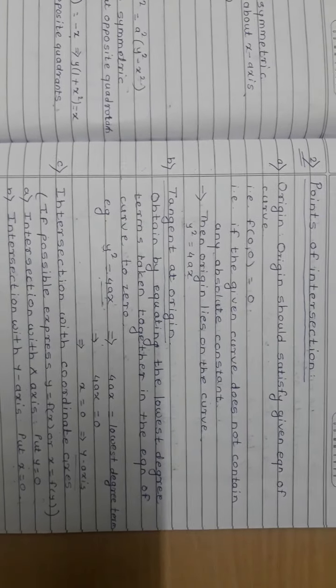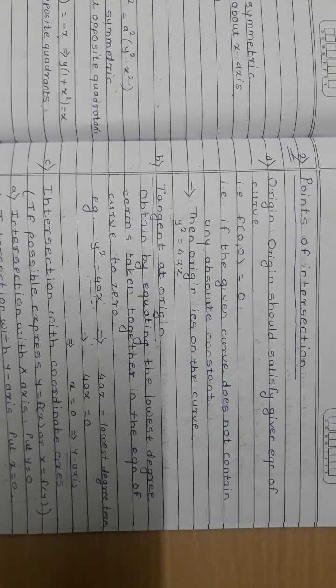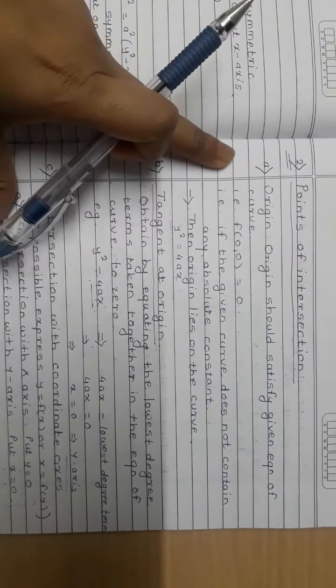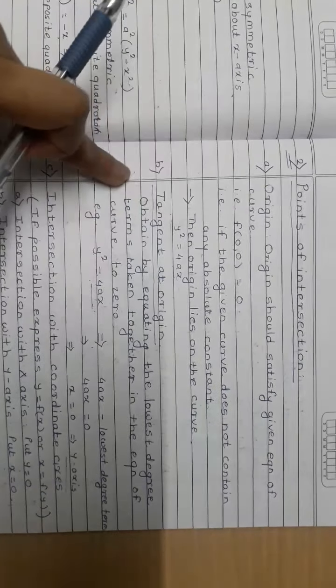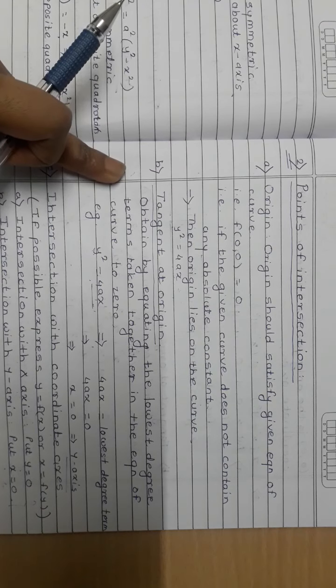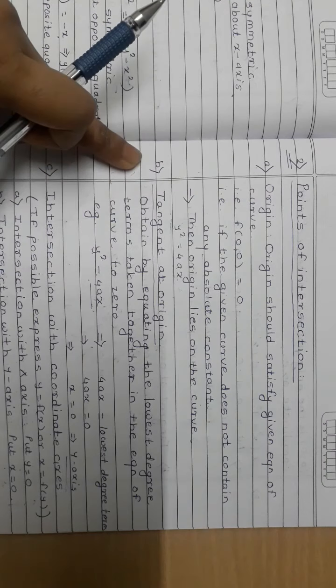Hello everyone. In the last session, we started with curve tracing of Cartesian curves, and in that we have seen the first point, symmetry of the curve. Then the second point we have seen is the points of intersection. In that case, we have thoroughly gone through how to check whether the curve passes through the origin, and how to find the tangent at the origin. We have covered these 2 points so far, right?